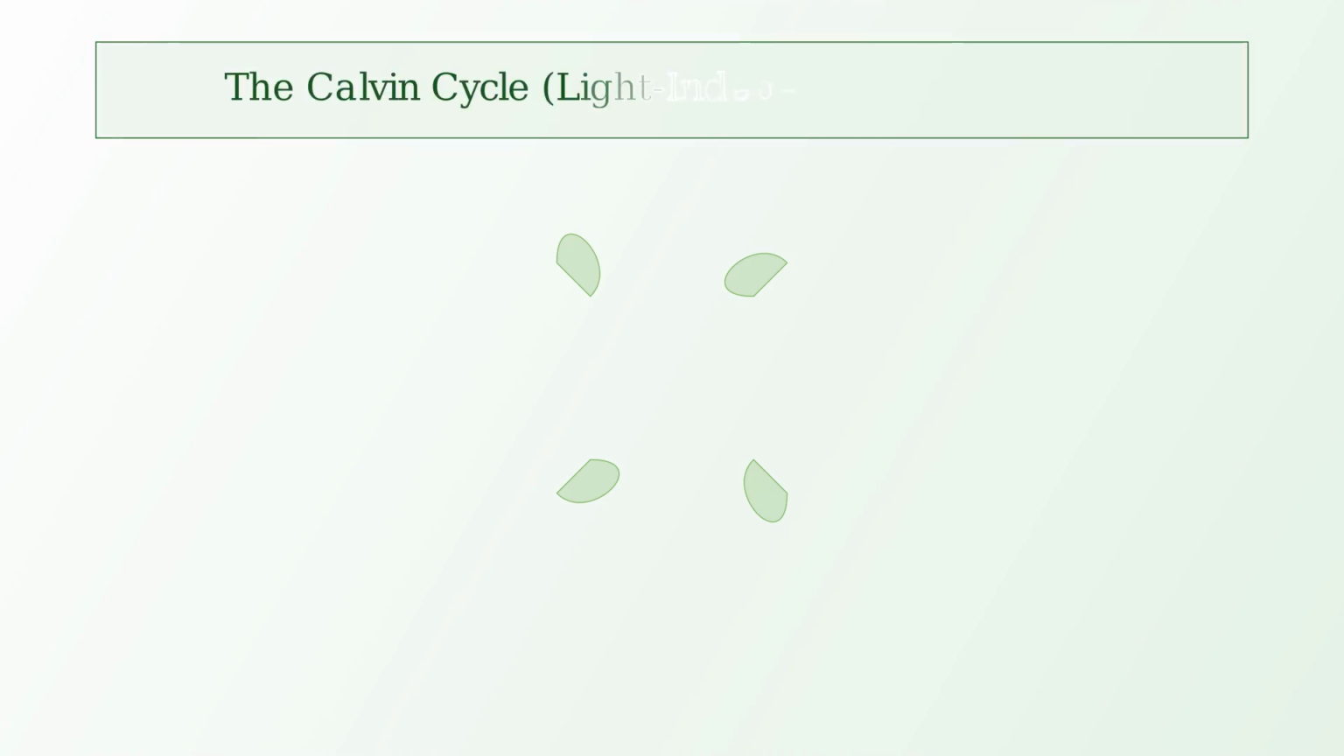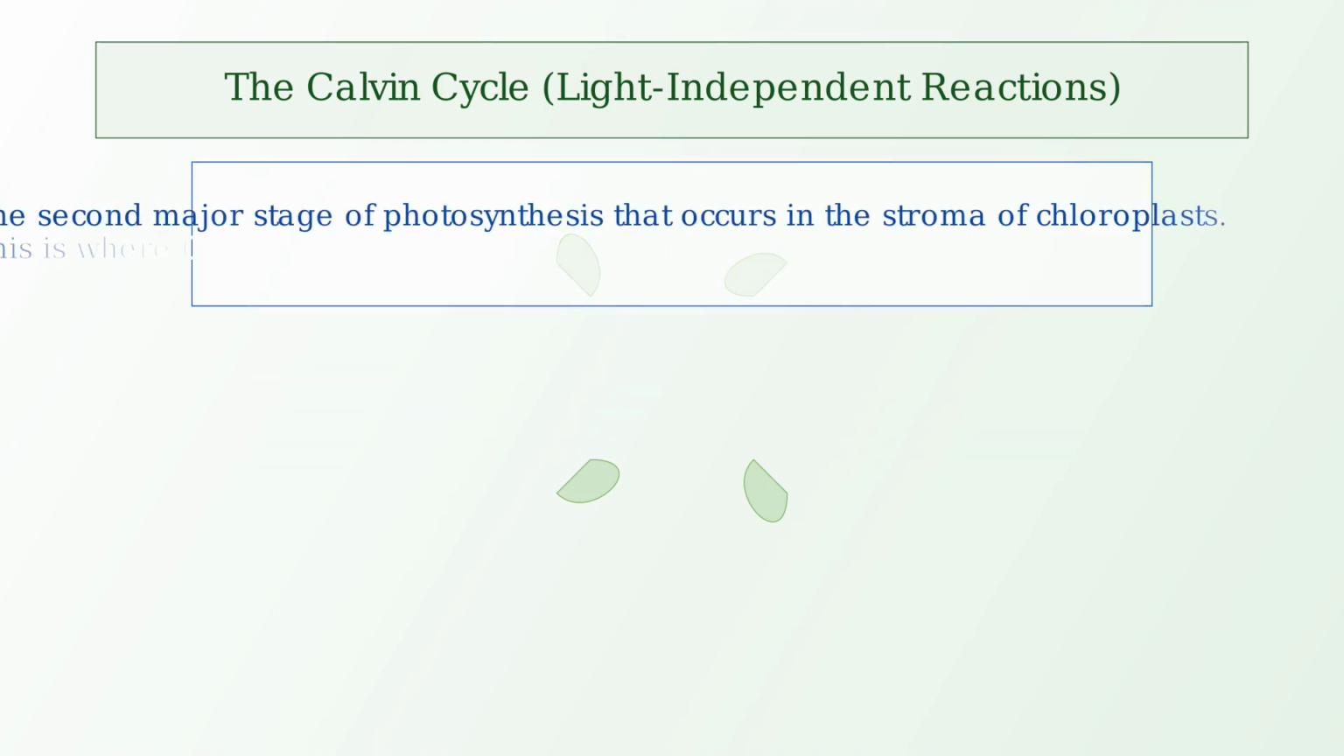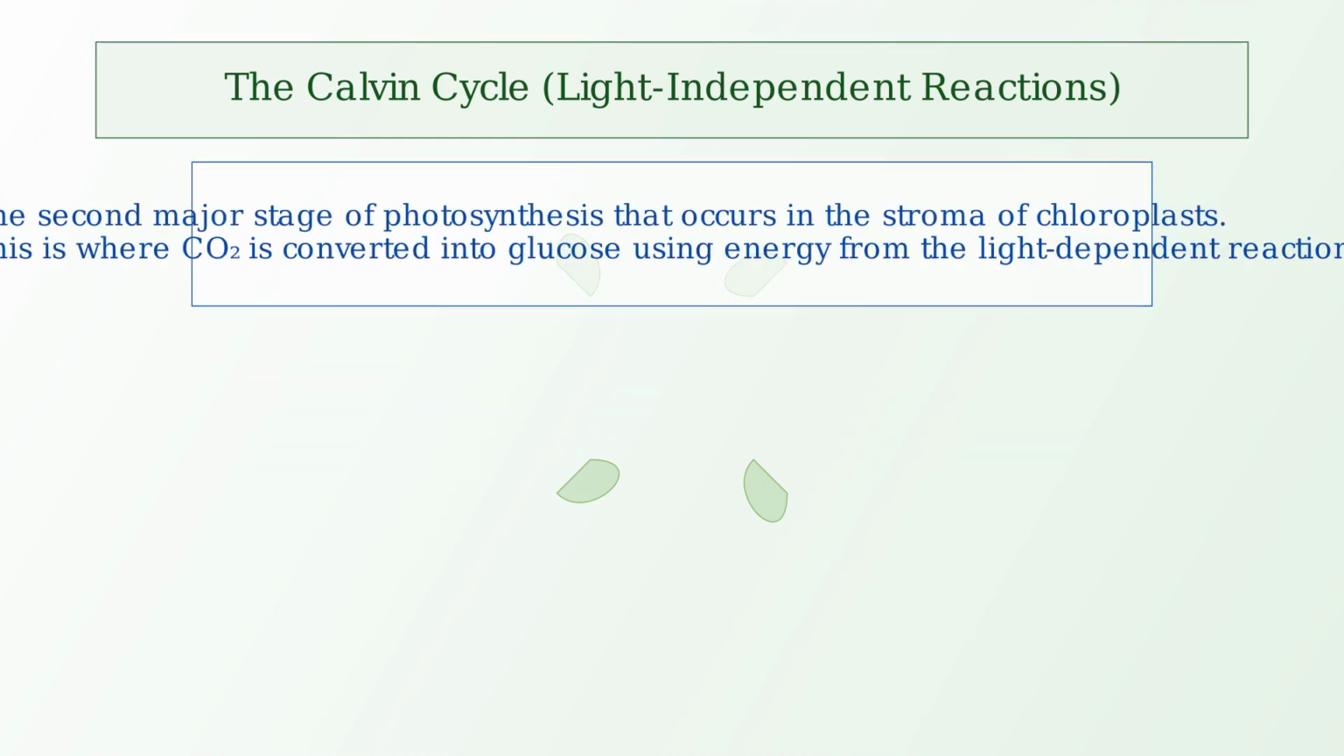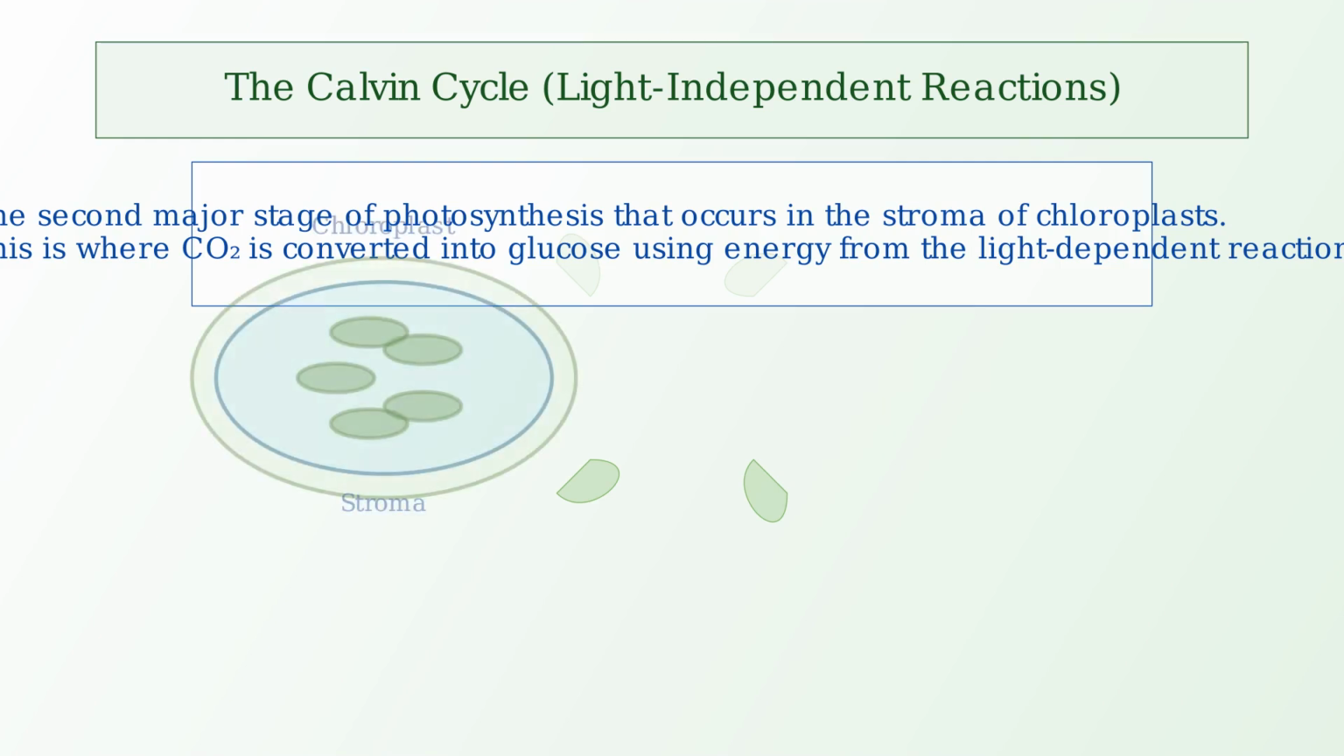The Calvin cycle, also known as the light-independent reactions, is the second major stage of photosynthesis. It takes place in the stroma of chloroplasts and uses the energy carriers from the light-dependent reactions to convert carbon dioxide into glucose. Unlike the light-dependent reactions, which occur in the thylakoid membranes, the Calvin cycle occurs in the stroma, the fluid-filled space inside the chloroplast.